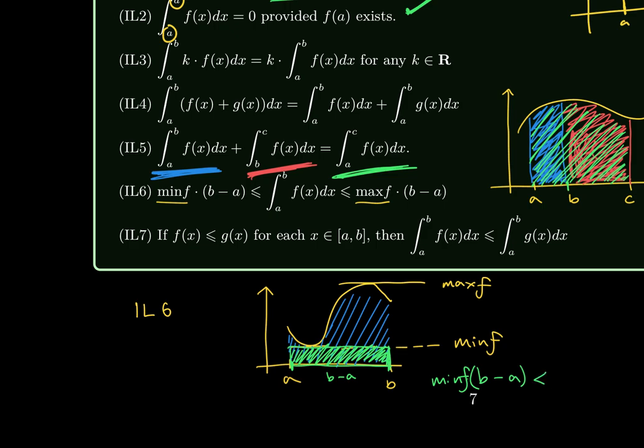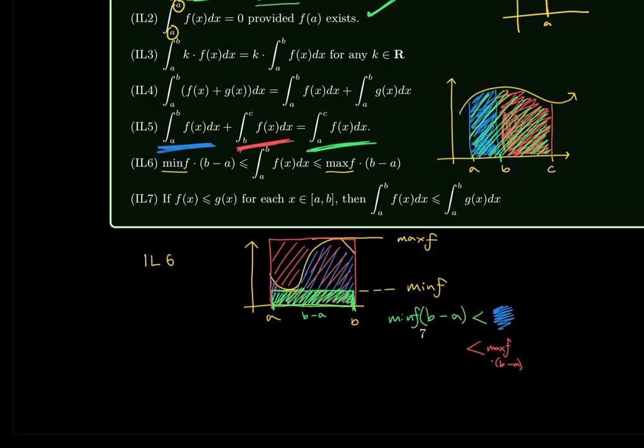But that's certainly less than the blue area, right? But that blue area is certainly less than, I'll use red, this red area. Okay, so that's maximum f. Okay, I won't fill it out too much. So that would be less than max f times B minus A. Okay, bad board management, but you can kind of see IL6 in the picture right there.